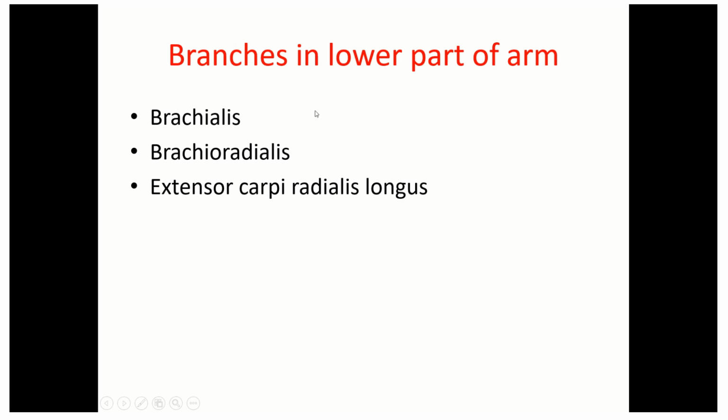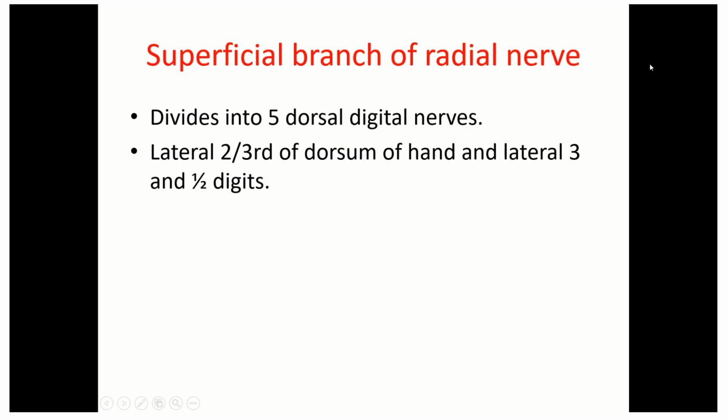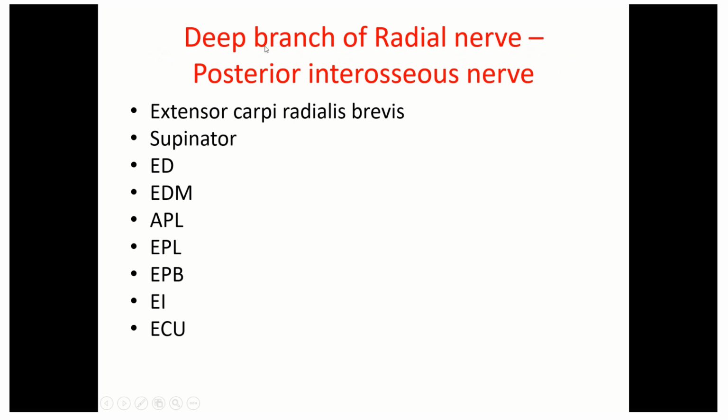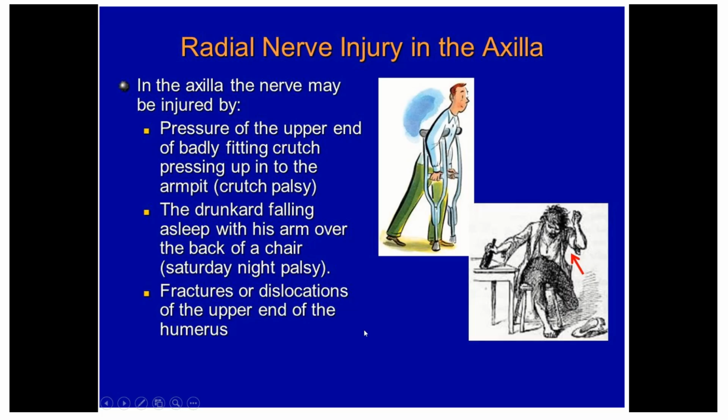Here brachialis is a hybrid muscle which receives nerve supply both from the radial nerve as well as the musculocutaneous nerve. The superficial branch of the radial nerve divides into 5 dorsal digital nerves and supplies the lateral 2/3 of the dorsum of the hand and the lateral 3.5 digits. And the deep branch of the radial nerve, the posterior interosseous nerve, supplies extensor carpi radialis brevis, supinator, extensor digitorum, extensor digiti minimi, abductor pollicis longus, extensor pollicis longus, extensor pollicis brevis, extensor indicis, and extensor carpi ulnaris.